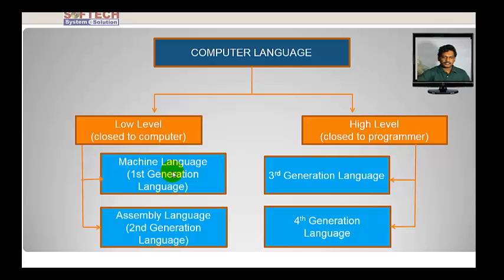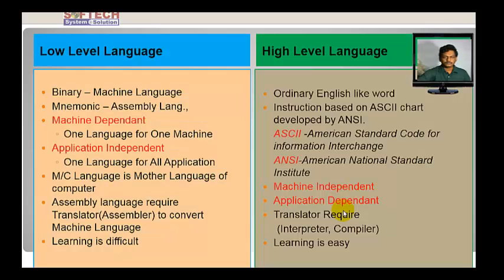One is machine language. It is also called first generation language. The second type is assembly language, also called second generation language, shortly 1GL, 2GL. So low level has two types: one is machine language or 1GL, the second one is assembly language or 2GL. High-level languages also have two types: one is 3GL, third generation language, and 4GL, that is fourth generation languages.